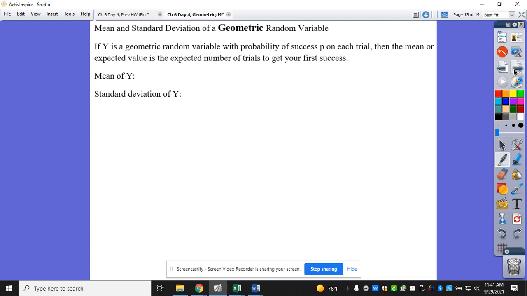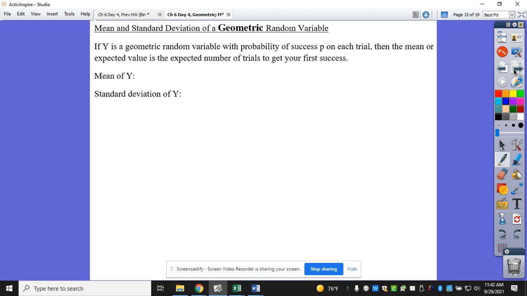Alright, so now geometric. If I am rolling a die and I want to get a 1, on average, how many times do you think it would take me for the first time I saw it? Why 6? So if the probability of something was 1/4, on average, how many times do you think it'd take me to get it?